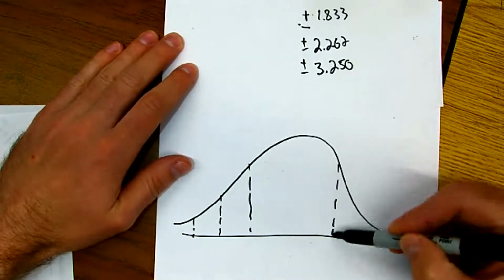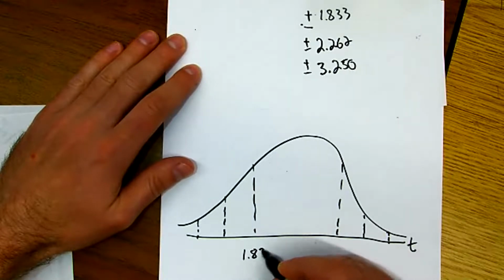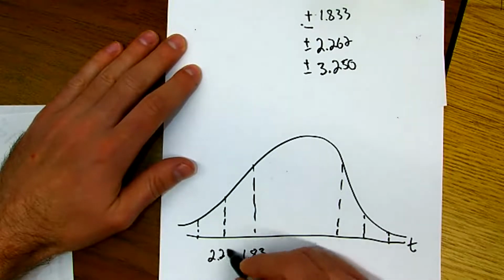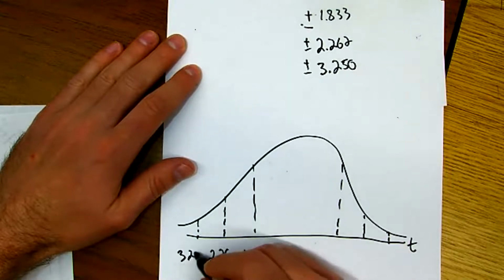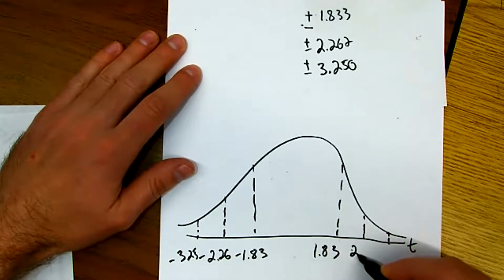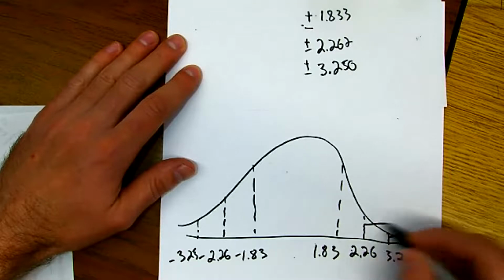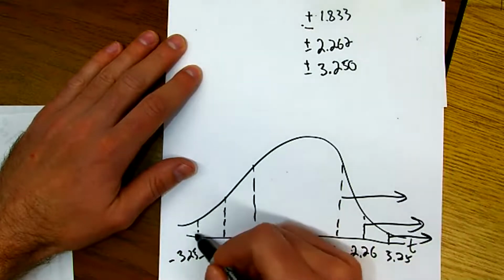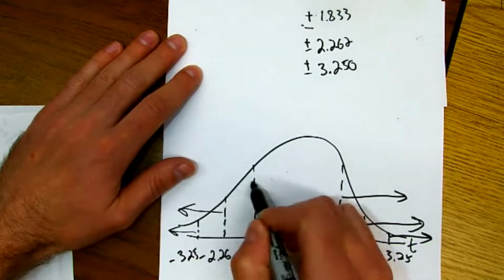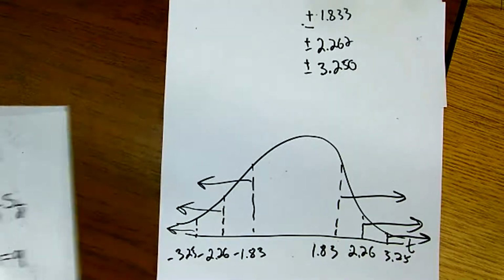I'm going to plot all these critical values real quick. So we got 1.83, 2.26, 3.25. These are all negative. 1.83, 2.26, 3.25. I can even draw the arrows, kind of give me a nice visual of where my rejection region is. And now the only thing left I have to do is plot my test statistic.